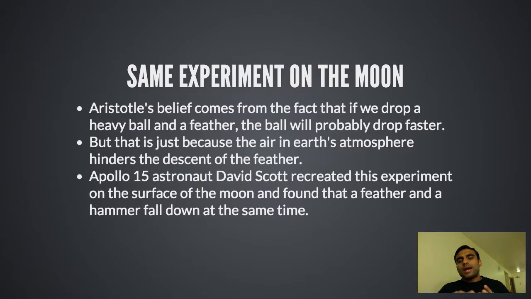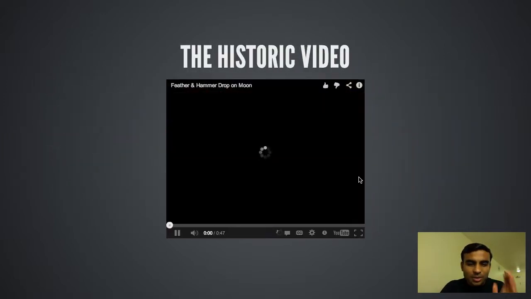Now, I can understand why Aristotle might have thought of such a thing, because if you drop a feather and a metal ball on the planet Earth, it will seem that the feather falls much slower than the ball. That is not because heavier objects fall faster, that is just because the atmosphere of the Earth has air, and air hinders the descent of the feather. Apollo 15 astronaut David Scott did this experiment on the moon, and you know what he found? He found that both objects, a feather and a hammer, fell down at the same time, and we can look at the historic videos right now.